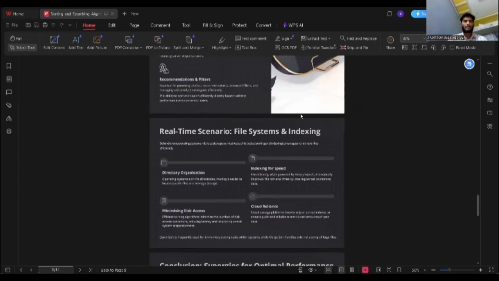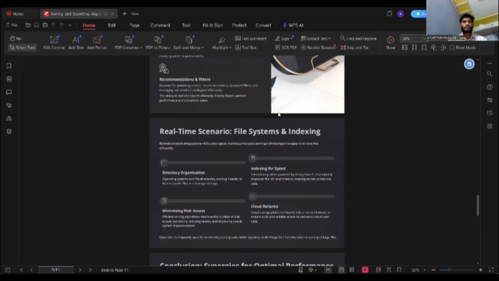Now, this is about the real-time scenario: file systems and indexing. Sorting and indexing play a crucial role in real-time file systems and cloud storage services. Every operating system uses sorting techniques to manage and relate files more efficiently, which makes storage easy to maintain. Indexing also improves the overall search process inside file systems.